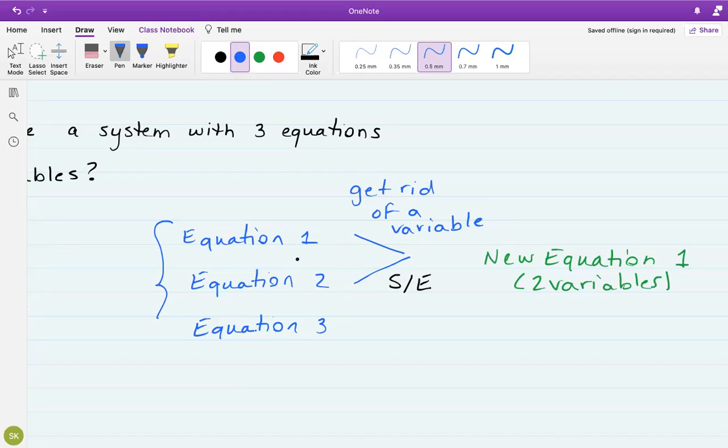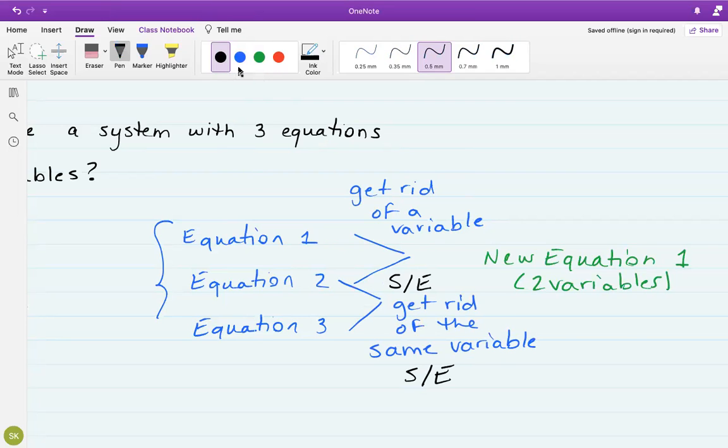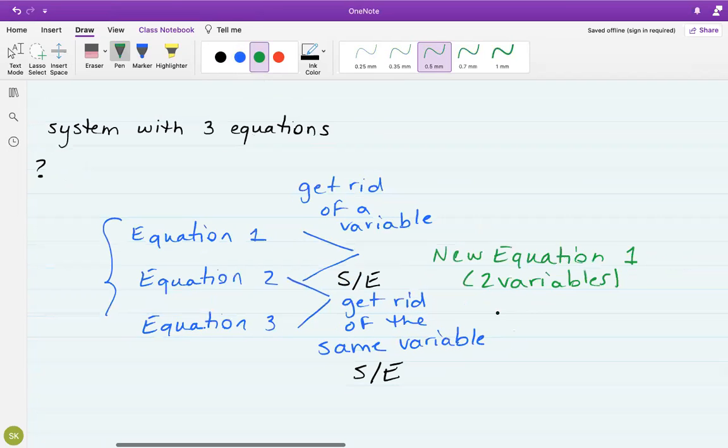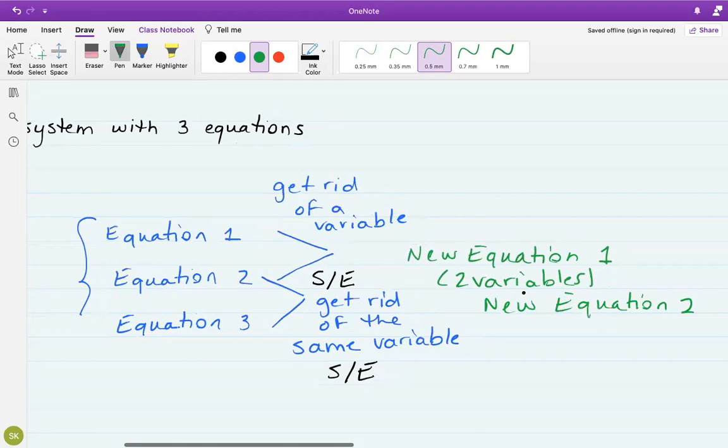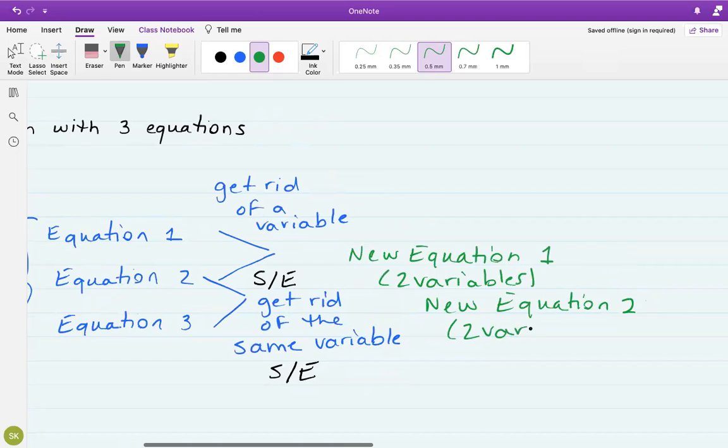And then what you're going to do is you're going to pick one of these, either equation 1 or equation 2, and use equation 3 to get rid of a variable. But you want to get rid of the same variable. And you're going to use substitution or elimination for that. And then what's going to happen is you're going to get, using these two equations, a new equation. We're going to call it new equation 2. And that's in two variables.